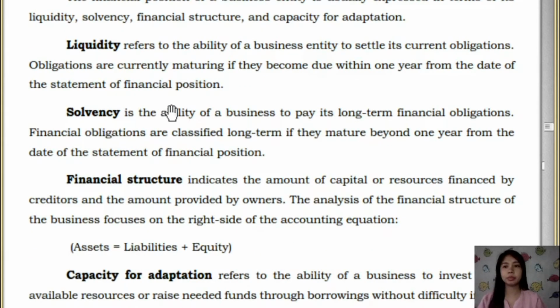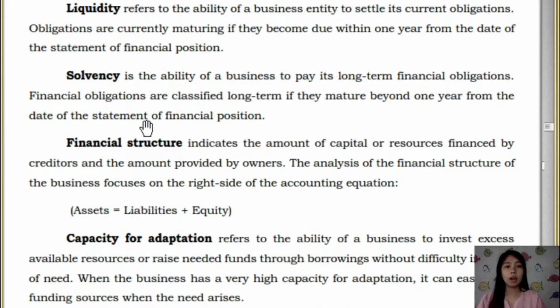Next, we have, okay, ito, due within 1 year from the date of the statement of financial position. On the other hand, we have the solvency. Ability of business to pay its long-term financial obligation. So, si liquidity pang short-term or from current obligations lang siya. Ito namang si solvency sa long-term financial obligations po siya. Okay, mature beyond 1 year from the date of statement of financial position. So, kaya bang bayaran ng ating mga non-current asset yung mga ating non-current liabilities.